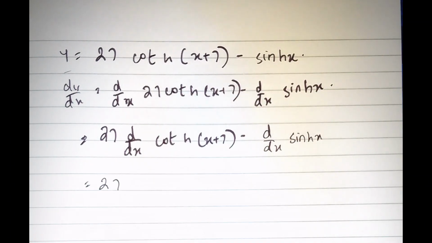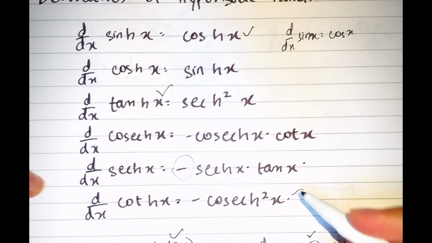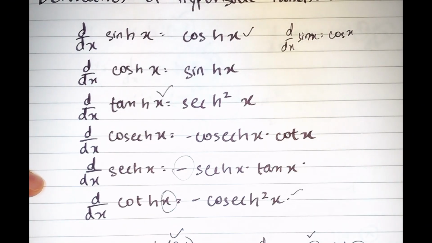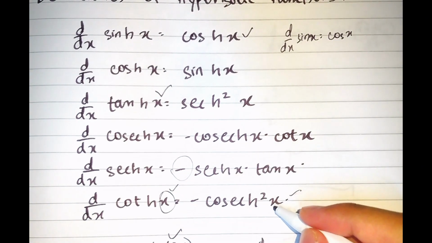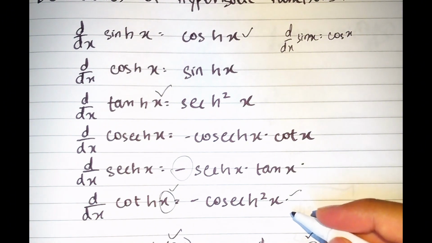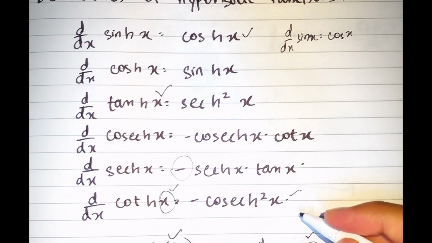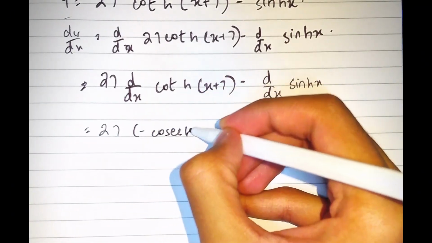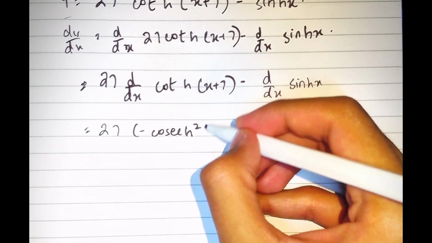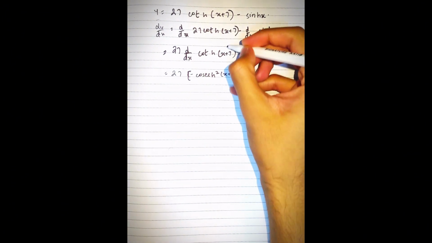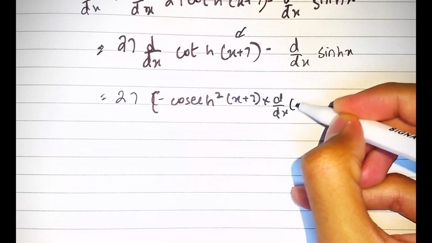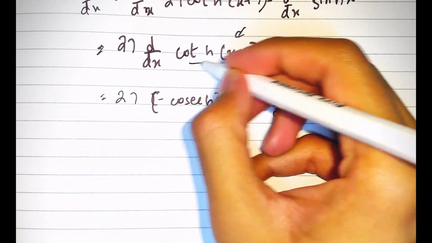Now if you see the derivative of cot hyperbolic x, over there we have x plus 7. The general formula actually says the derivative of cot hyperbolic x is negative cosecant hyperbolic squared x. So instead of writing x, we will write x plus 7, and of course we will take the derivative of it. So we have to write negative cosecant hyperbolic square. Instead of writing x, we will write x plus 7. Then we have to take the derivative of the angle. What is the angle? This thing right over here, x plus 7 is our angle for this function.